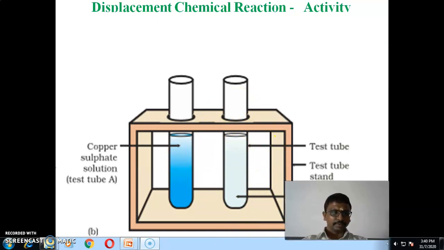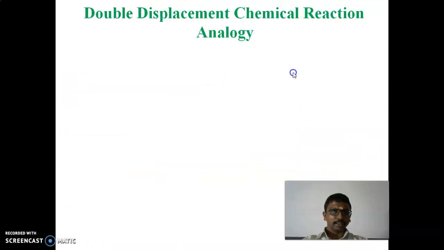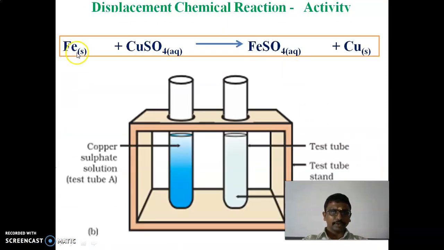And next we will see the equation. Fe is in the solid state and copper sulfate is in the aqueous state. It forms iron 2 sulfate plus copper. So this copper sulfate in the aqueous state is converted to iron 2 sulfate, and this Fe in the solid state, the iron nail, will be converted to a copper nail.